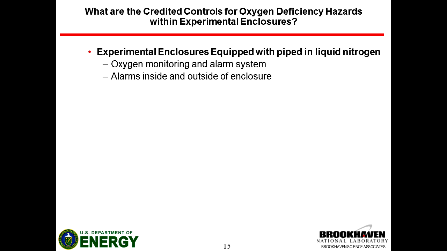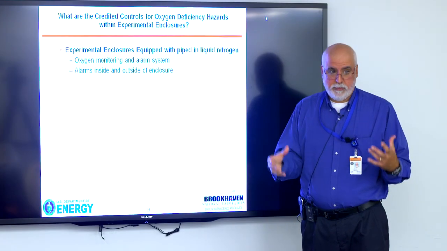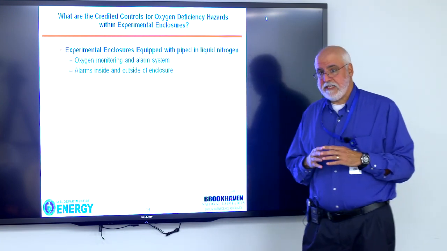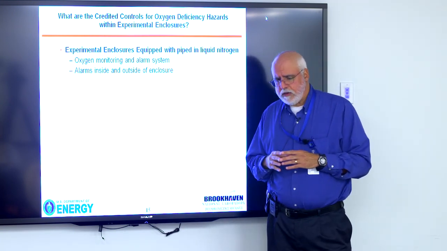We already touched upon the idea of the ODHs in the experimental enclosures, but as part of credited controls, we have to monitor the oxygen levels. We have to have an alarm system. Of course, that alarm system comes under scrutiny and surveillance, and we have alarms both inside and outside the enclosures to alert people.